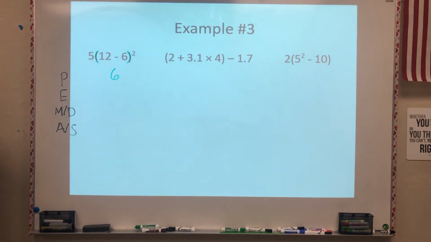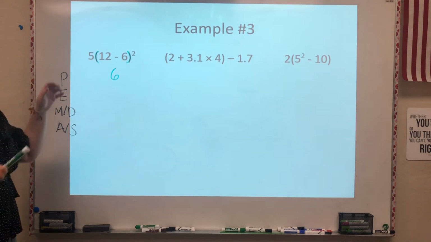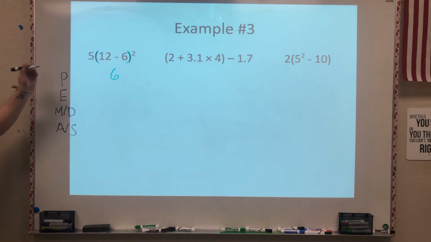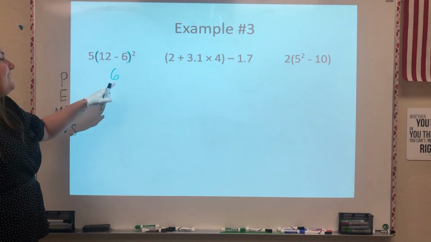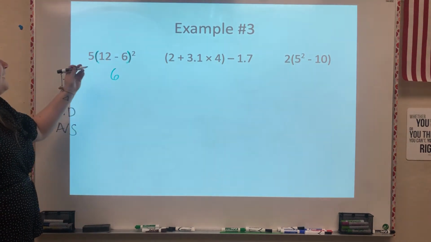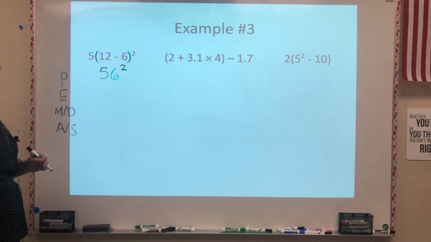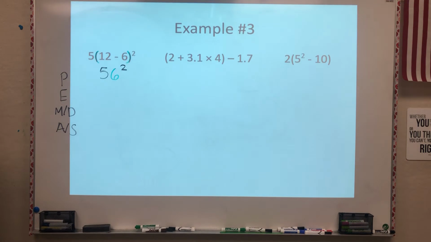Now, when people copy down the stuff around the 6, sometimes a mistake is made. Sometimes students will say, okay, I did the 12 minus 6, got 6. I want to copy the 5 down, and I want to copy squared. What is wrong with what I just wrote?